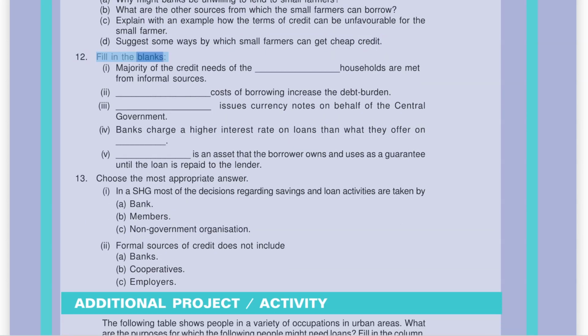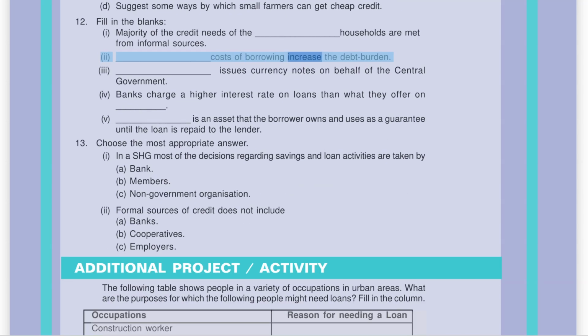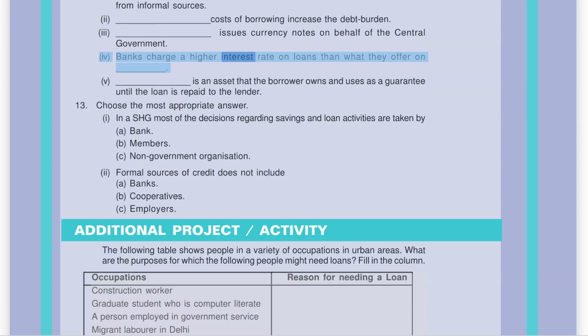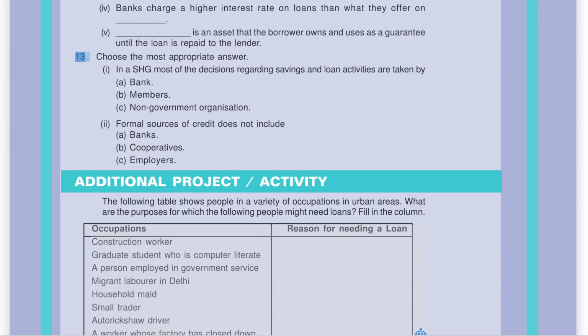12. Fill in the blanks. 1. A majority of the credit needs of the households are met from informal sources. 2. Costs of borrowing increase the debt burden. 3. Issues currency notes on behalf of the central government. 4. Banks charge a higher interest rate on loans than what they offer on deposits. 5. A collateral is an asset that the borrower owns and uses as a guarantee until the loan is repaid to the lender.